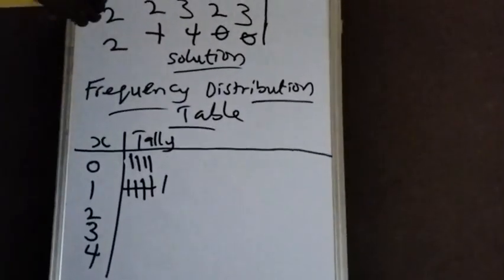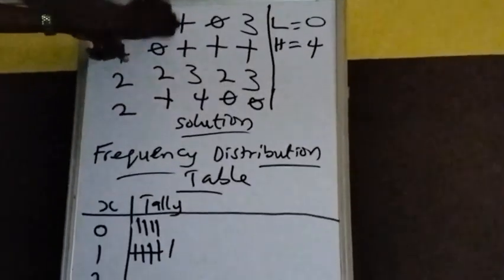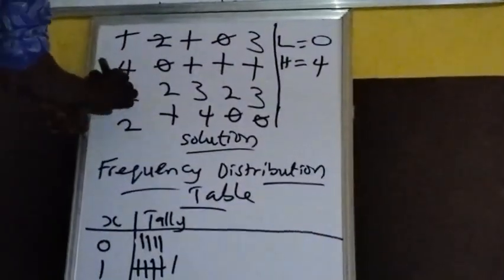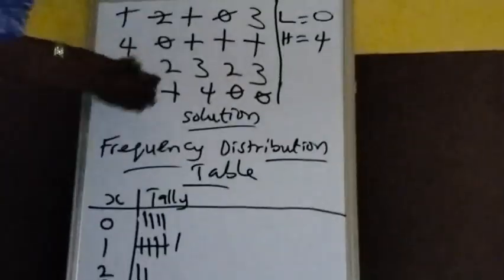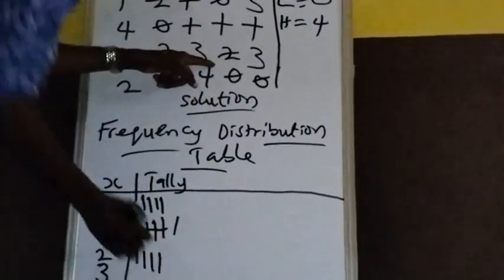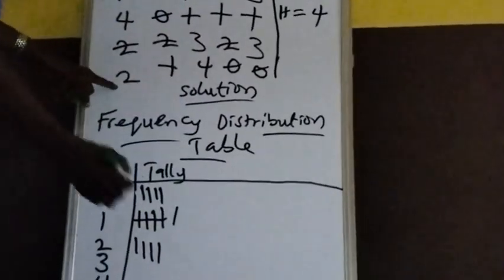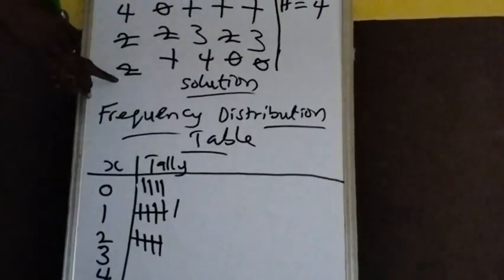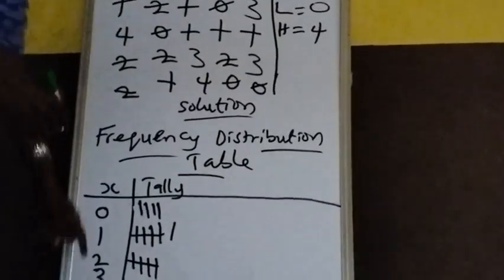The next one is 2. Found 1, cross it out. Here, no 2. Found 1. Find another one. Here, 1, 2, 3, 4. Cancel this one out. Yes, you strike through. Then we move to the next one, which is 3.